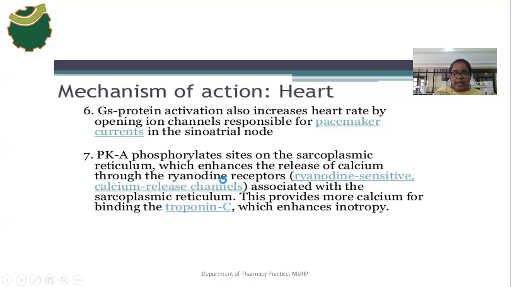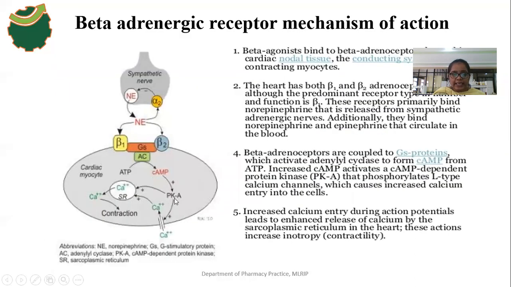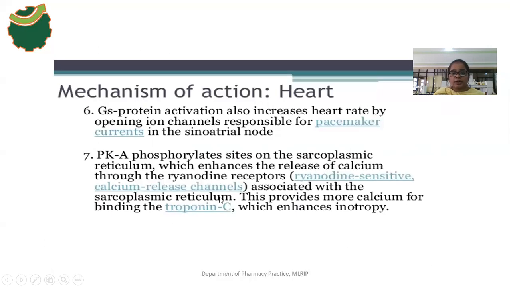So upon the activation of PKA, it phosphorylates the sites in the sarcoplasmic reticulum and activates the ryanodine receptors. There is a release of calcium from the sarcoplasmic reticulum through which receptors? Ryanodine receptors. Then what will happen? Excess calcium is available in the cardiac myocyte. So that calcium binds with what? Troponin C, which is also a muscle protein.